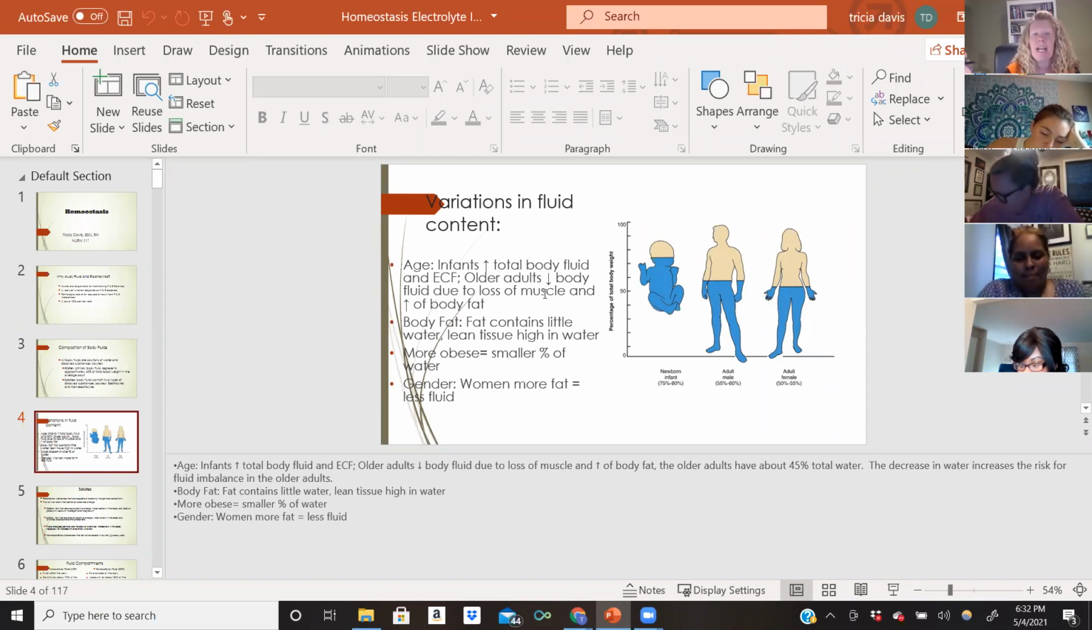Body fat actually contains little water. Lean tissue is higher in water. So if our older adults are losing fluid because of muscle loss and an increase in body fat, that means they're going to have less water. And then, of course, your more obese patients are obviously going to have less water. And then gender: women typically have more fat, very unfortunate, but it is true, which means that we have less fluid, okay?